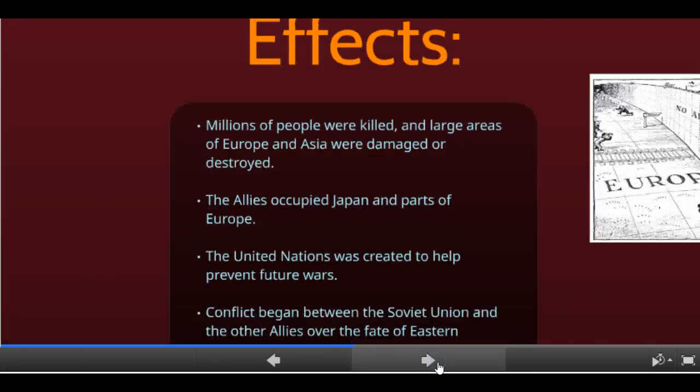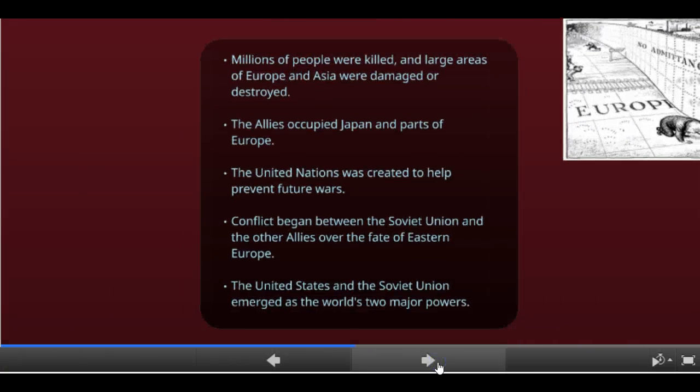The effects of World War II. Millions of people were killed, and large areas of Europe and Asia were damaged or destroyed. The Allies occupied Japan and parts of Europe. The United Nations was created to help prevent future wars. It is still around today.